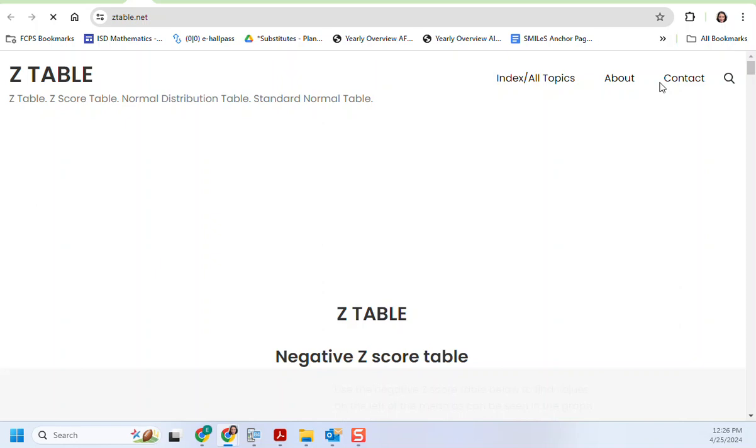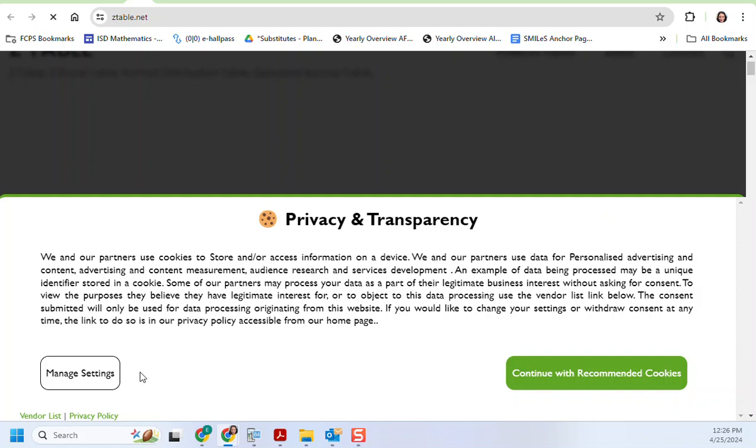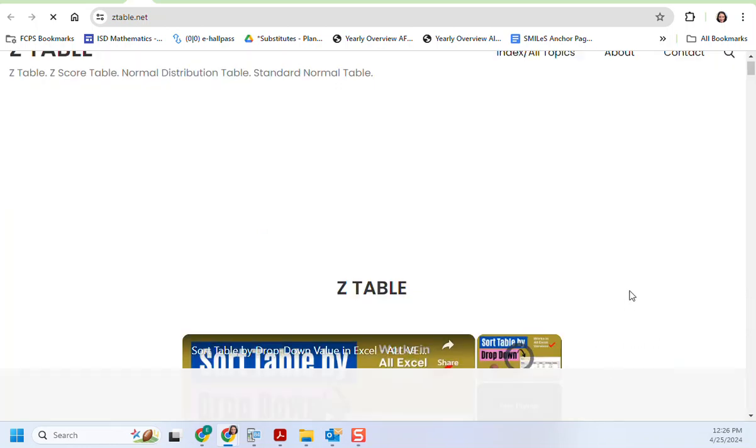There are lots of z-score tables out there. There's nothing special about this one. It probably even has advertisements on it. But if you just Google z-score table, you should be able to find one.